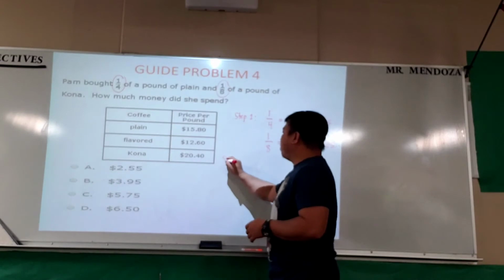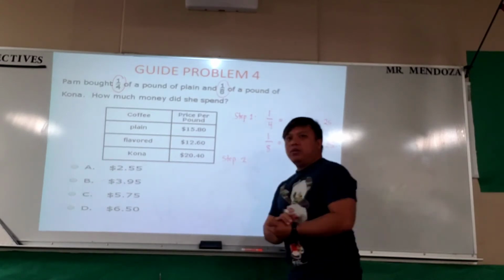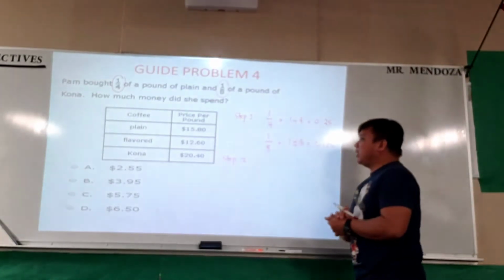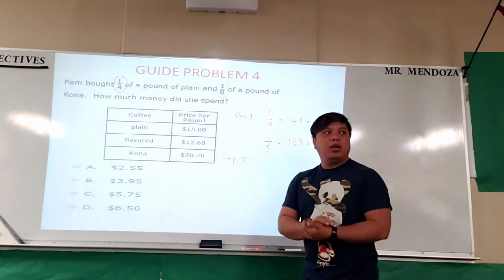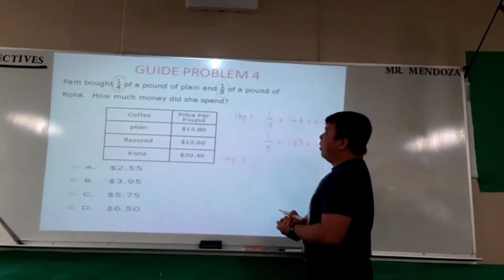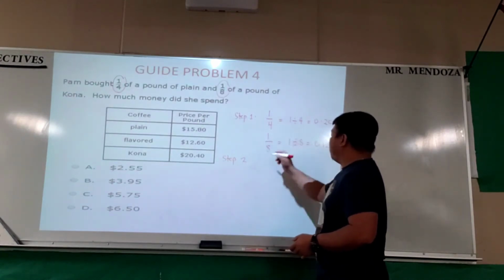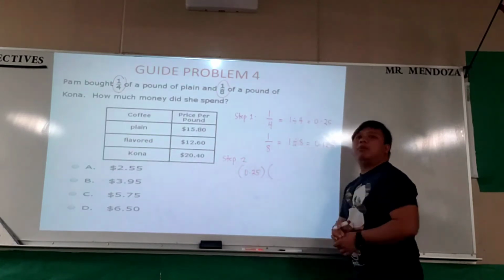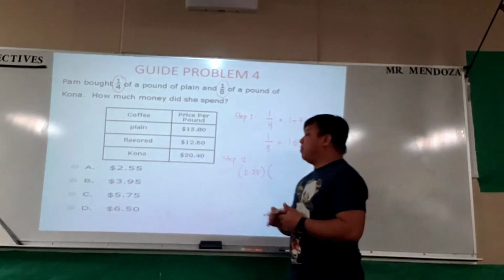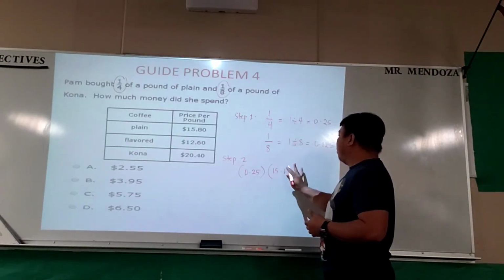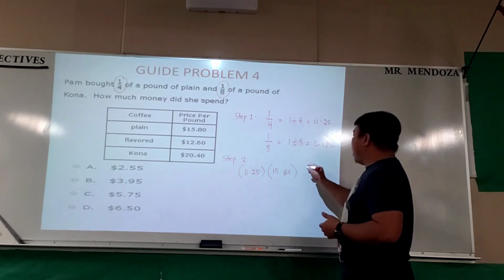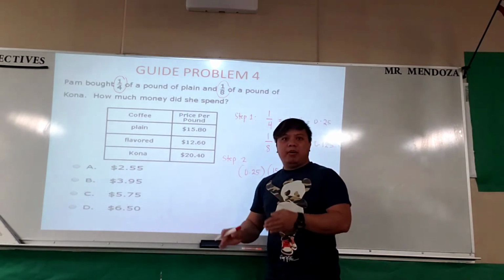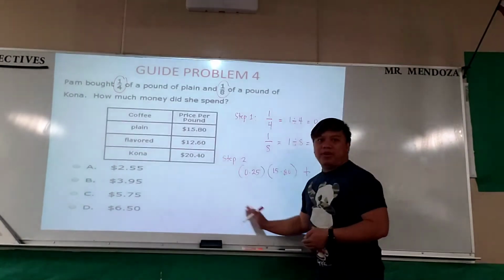Now we're going to go to the expression on how to find the answer. In the question, how much money did she spend? That basically says I have to find how much was bought for plain coffee. It's going to be 1/4, that means 0.25. You have to multiply this by the price per pound for plain coffee, which is 15.80. So you're going to multiply this by 15.80. Then we add, because we're talking about how much money she spent in all, the totality. This is just for the plain coffee.